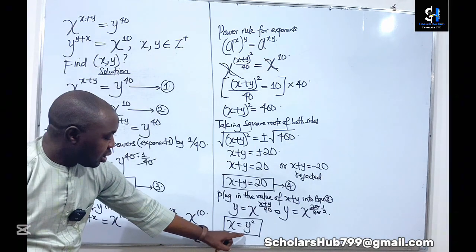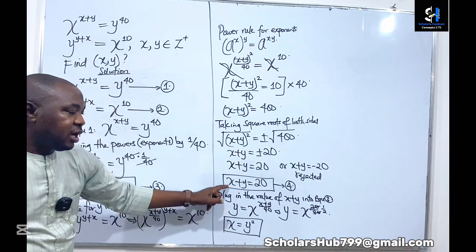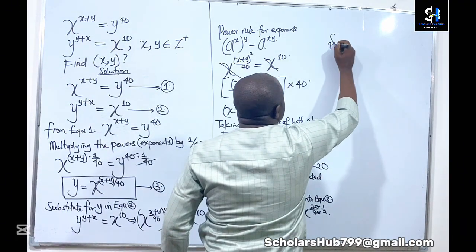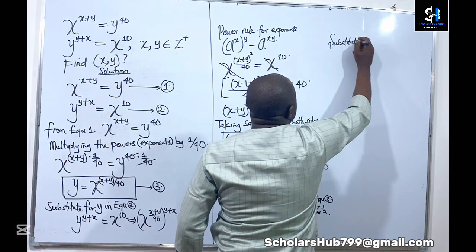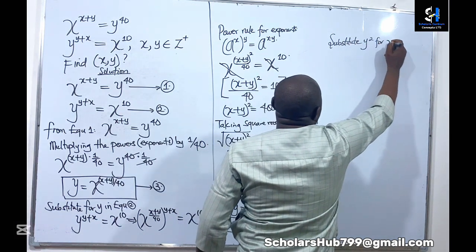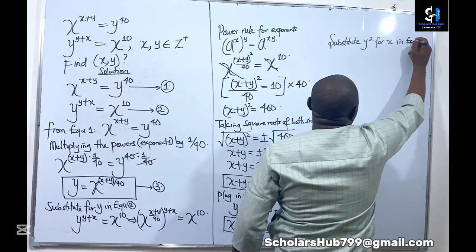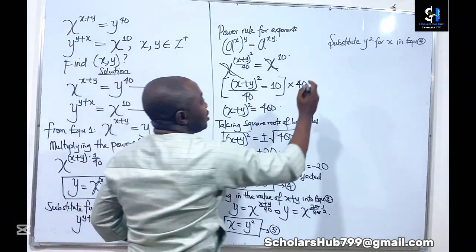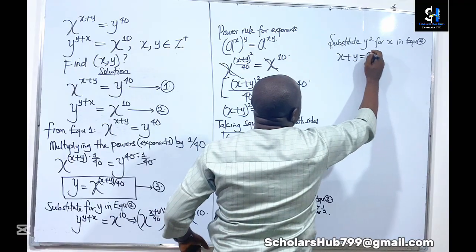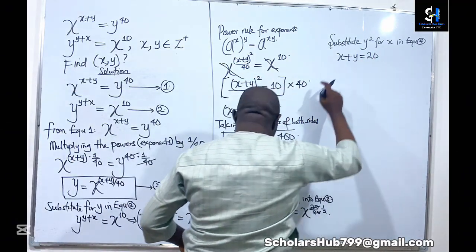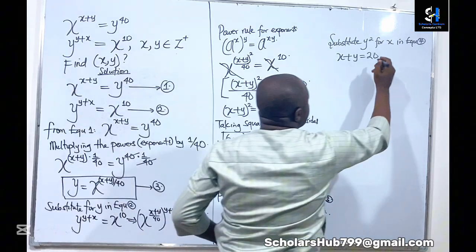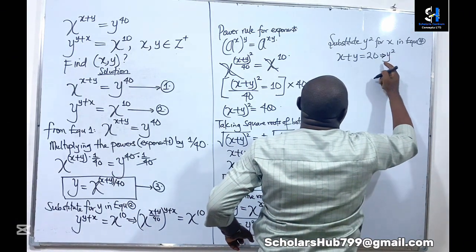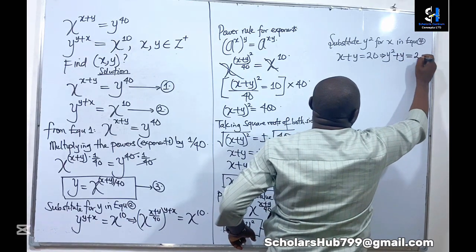Okay, so this is when we can now substitute y squared for x in equation 4. So what is our equation 4? x plus y equals 20. That's equation 4. Now x equals y squared, so this means we're going to have y squared plus y equals 20.